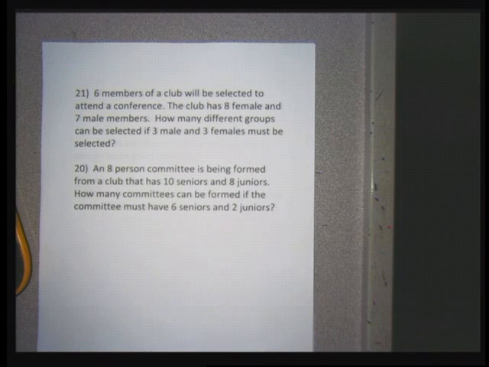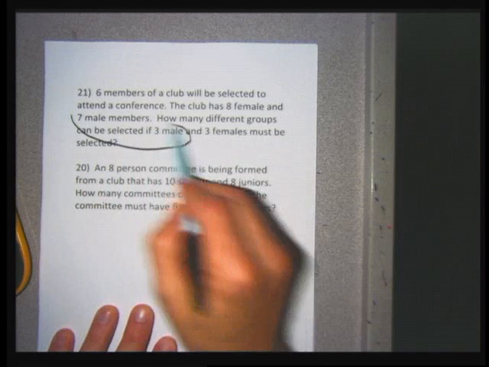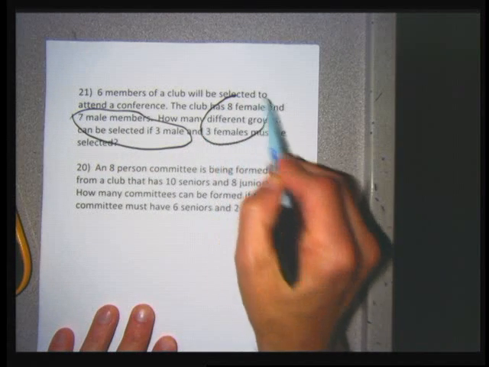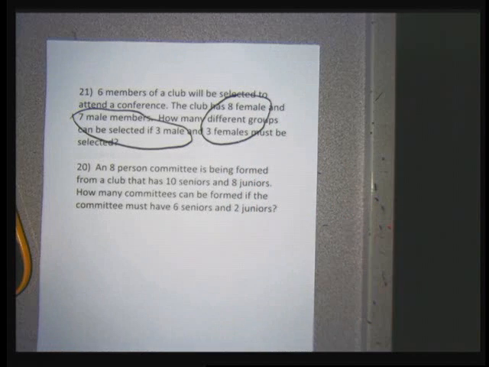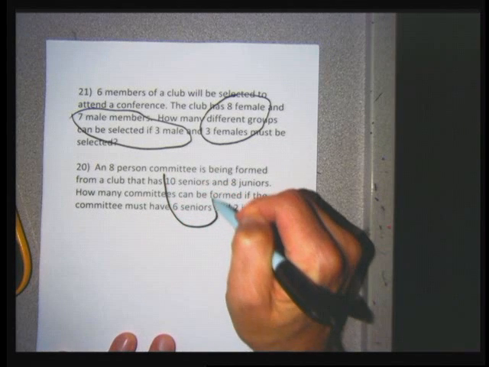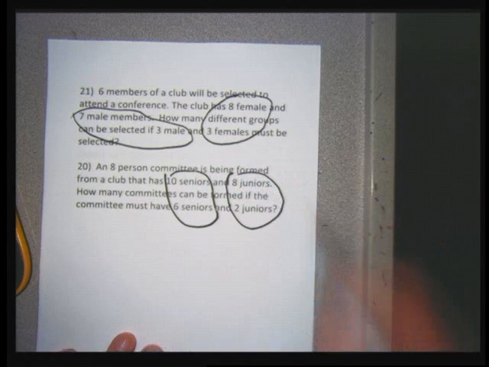So for your problem, the club is picking girls and guys to go on a trip. You're picking 3 of the 7 guys, and you're picking 3 of the 8 girls to go on a trip. Those are the combinations that you're going to need to deal with. My problem number 20, I'm picking an 8-person committee, and in that 8-person committee, I'm going to have 6 seniors of the 10 seniors, and I'm going to have 2 juniors of the 8 juniors.